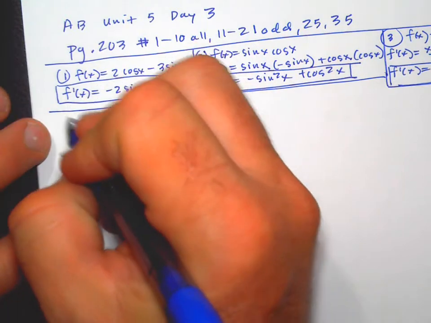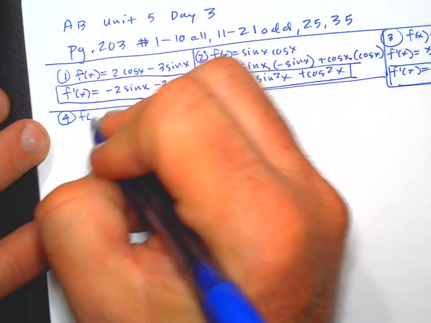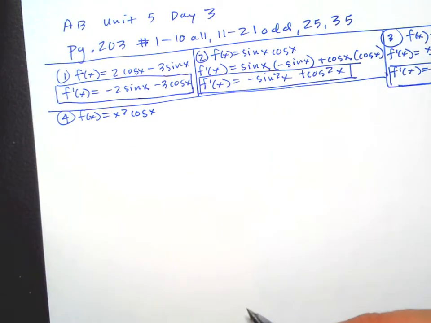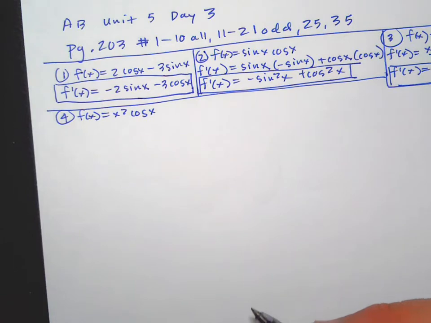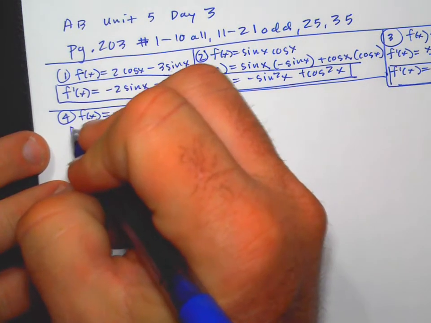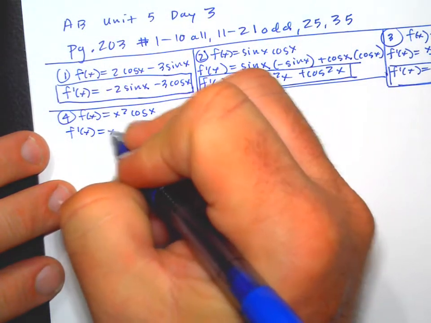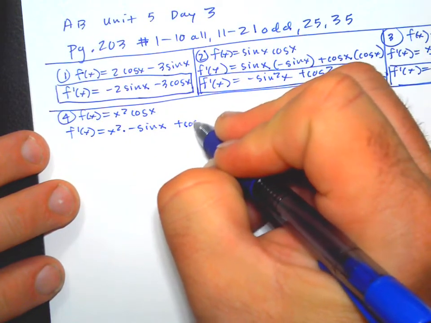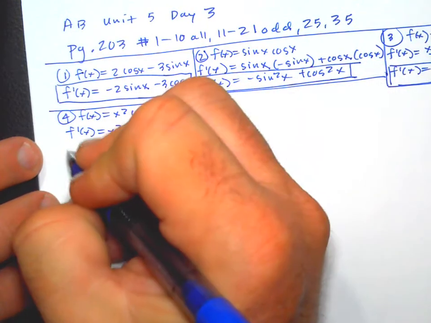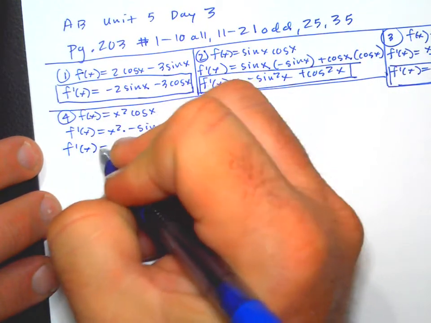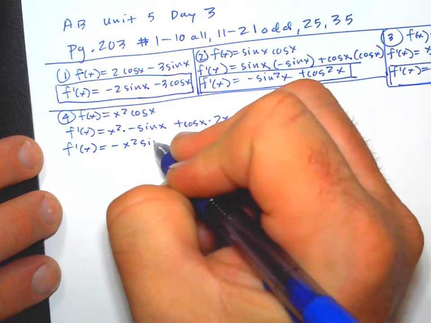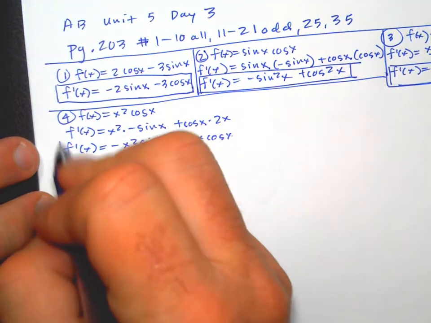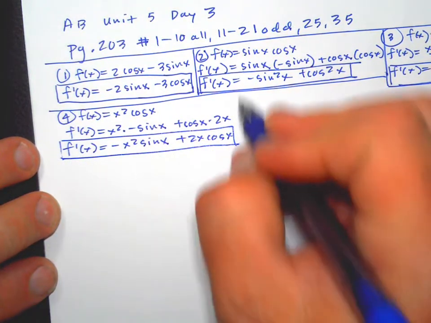Let's see, number 4. F of x equals x squared cosine x. So this is kind of similar to the last one. I'm going to do a product rule. So f prime of x equals x squared times derivative of cosine, which is negative sine, plus cosine times derivative of x squared, which is 2x. Final answer, negative x squared sine x plus 2x cosine x. So we want the stuff that's not inside the trig to be in front of the trig. It's less confusing that way.